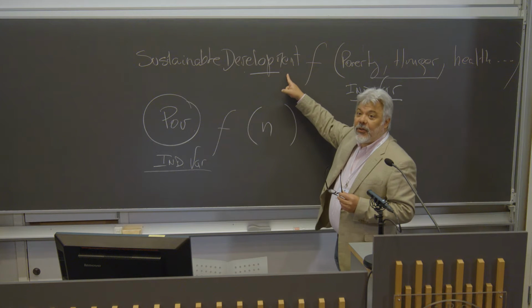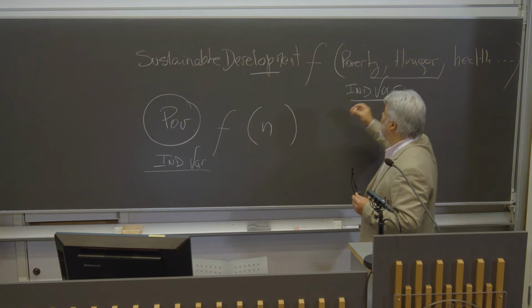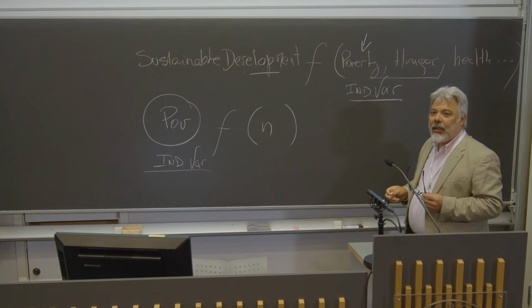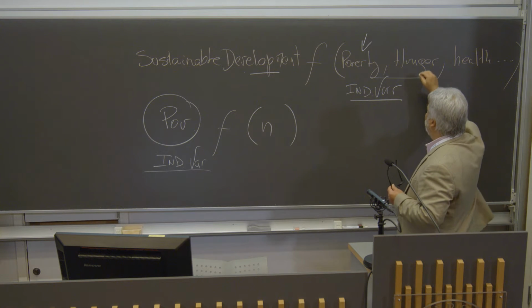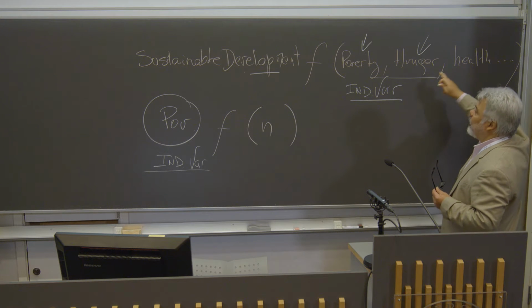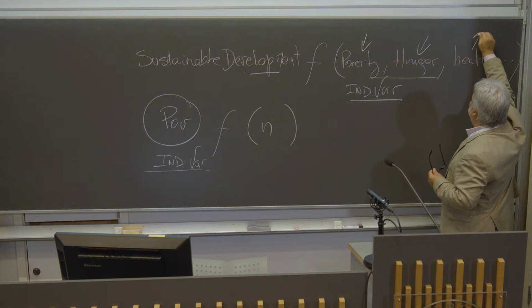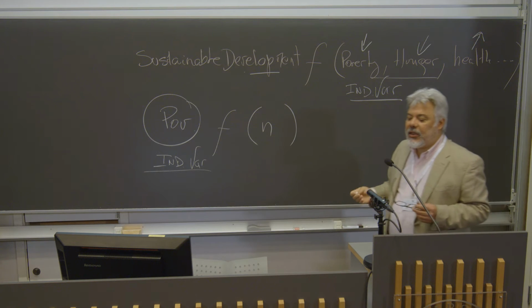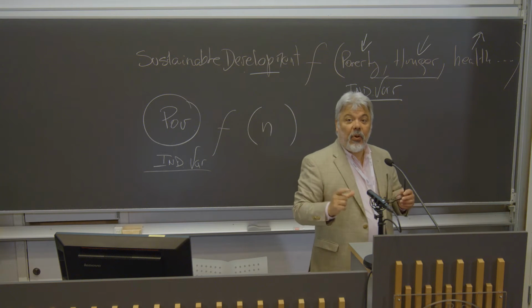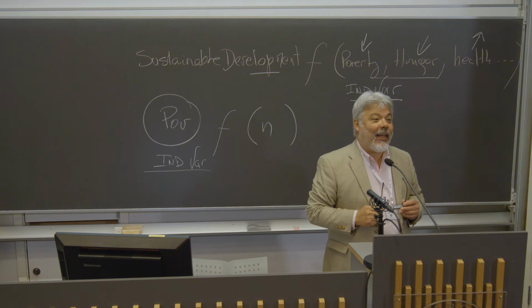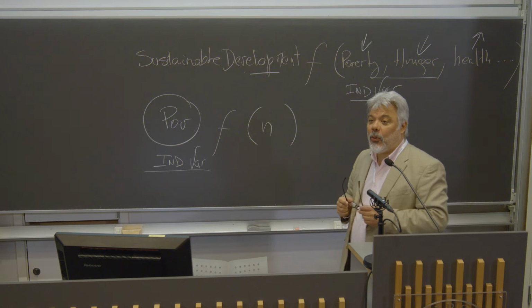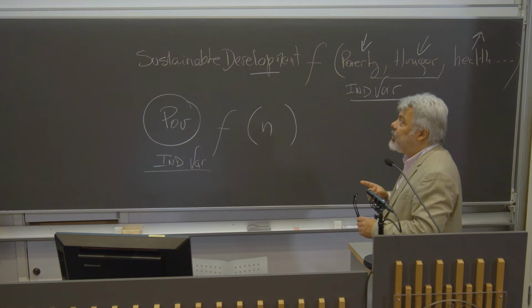So if we want to achieve sustainable development, we know that poverty needs to be reduced, needs to go this way. If we want to achieve sustainable development, we know that hunger needs to be eradicated. If we want to achieve that, we know that health needs to be increased. And in this way, each of the variables that are included in the SDGs needs to move properly in the sense, positive or negative, that we want. Otherwise, it will not be achievable.